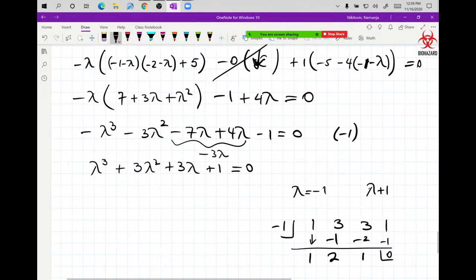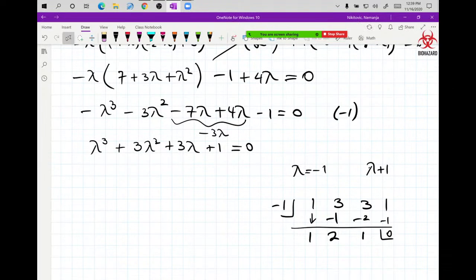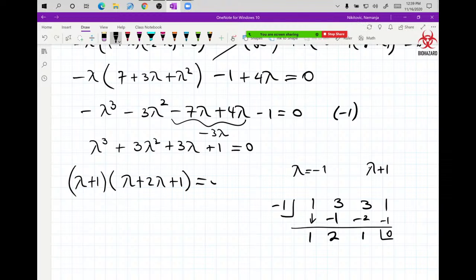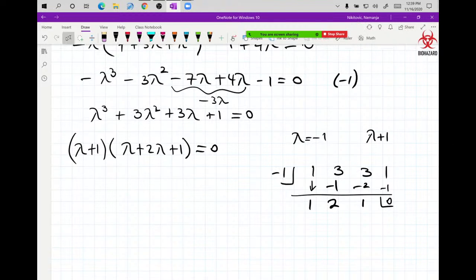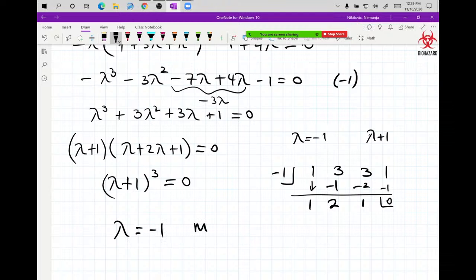So it's a triple. So we have lambda plus 1 times lambda squared plus 2 lambda plus 1 equal to 0. And this is just lambda plus 1 cubed equals 0. So lambda is -1 multiplicity 3.